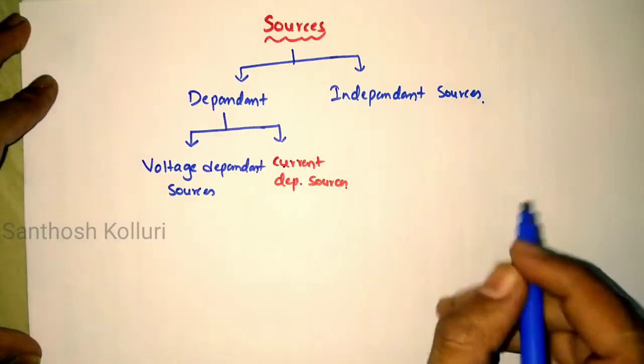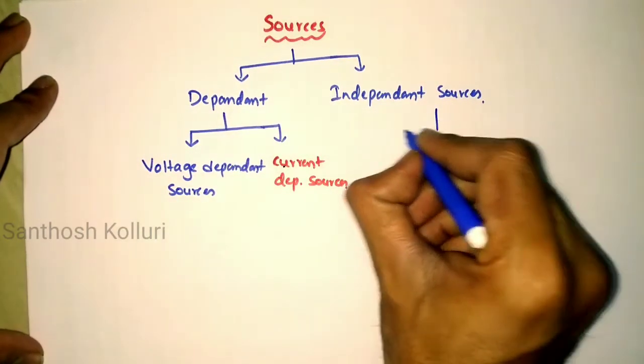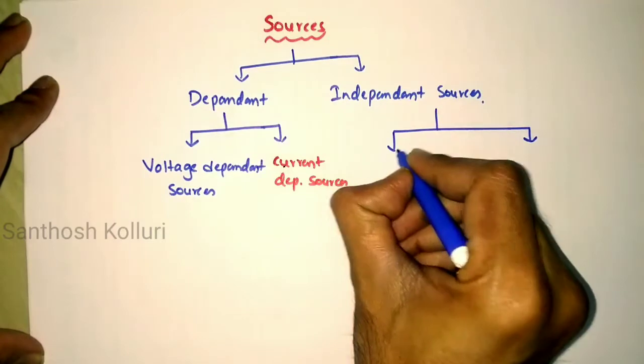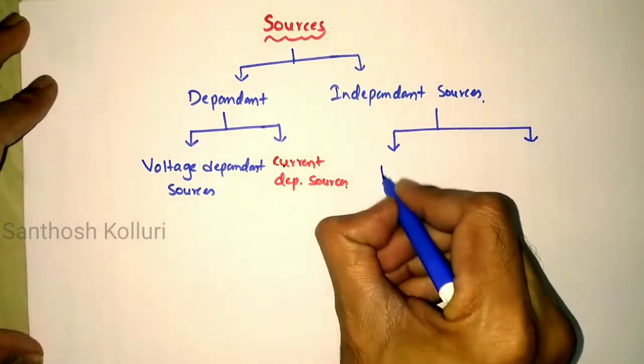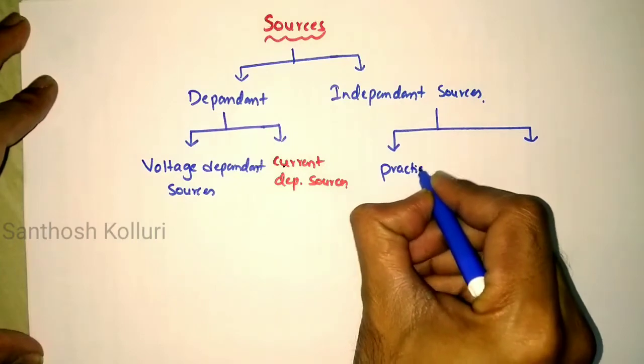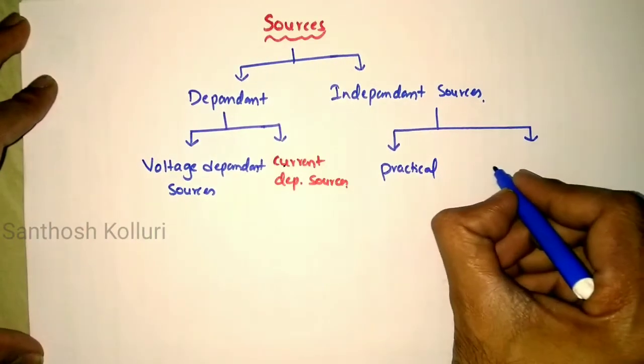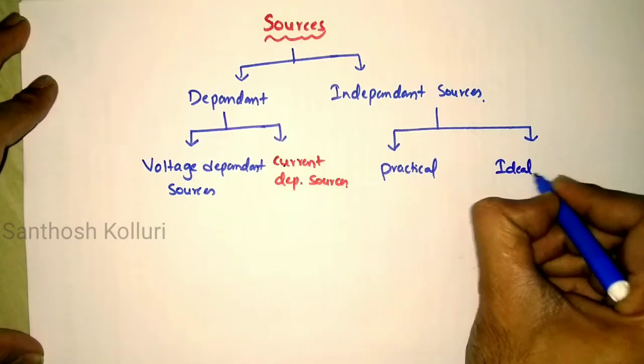In the independent sources we have two types of sources. First one is practical sources and second one is ideal sources.